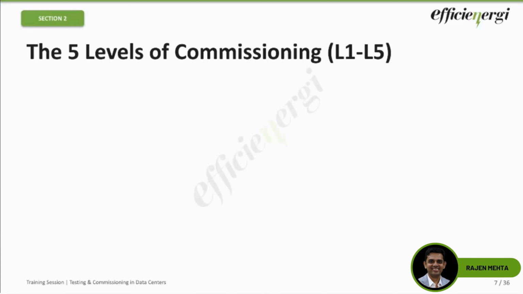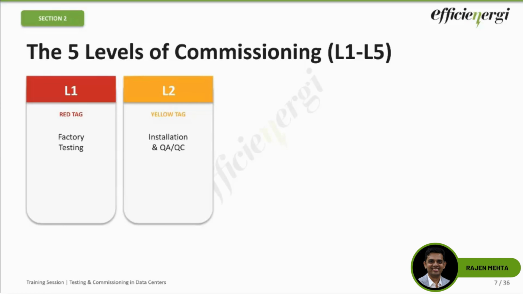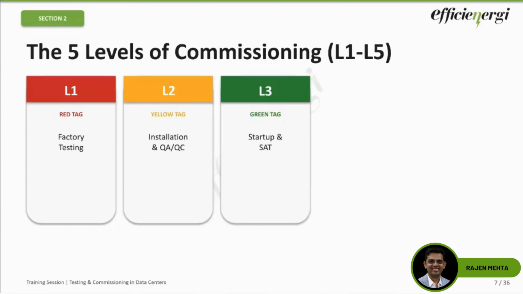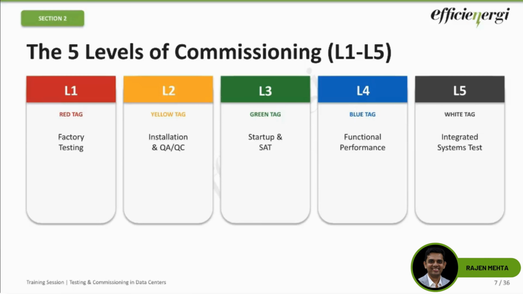So I'll introduce the tagging system first. This color-coded tag system is used industry-wide. You have a red for L1, a yellow for L2, a green for L3, a blue for L4, and a white for L5. So L1 is your factory testing, L2 is your installation is complete, ready for pre-startup checks. L3 is your startup is done, and you're ready for your equipment is operating correctly, and you're moving to the functional testing stage. In the L4 stage, your systems are verified, not individual equipment, you're going to system verification. And L5 is where the integrated system testing completely happens, where the system is ready for handover.